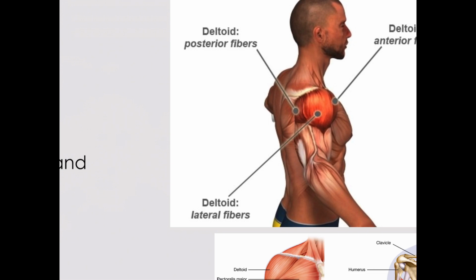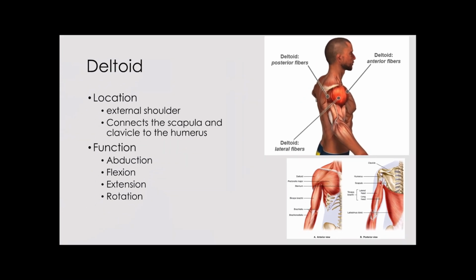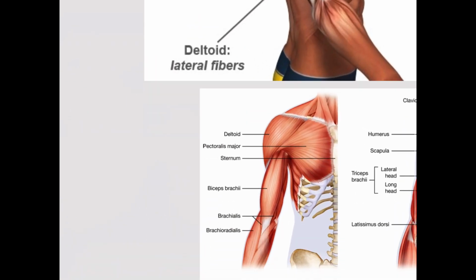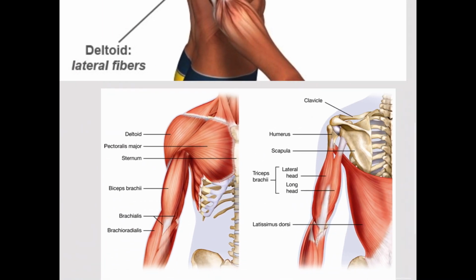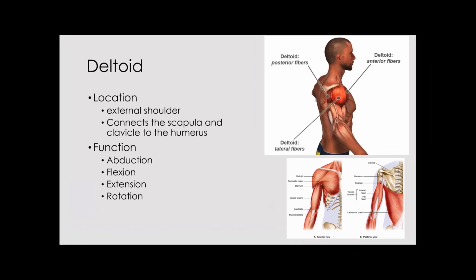Your deltoid is your external shoulder, the muscle that covers your external shoulder part. You can see it right here. And this is going to connect your scapula and your clavicle to the humerus. The part of the deltoid that covers your external shoulder is going to help with abduction and flexion of your arms and your shoulder muscles. The part connected to the scapula and clavicle, connecting both of those to your humerus, is going to help with extension and rotation.